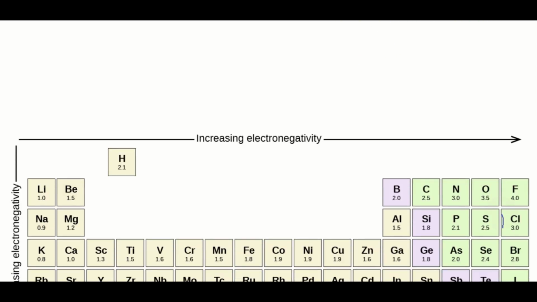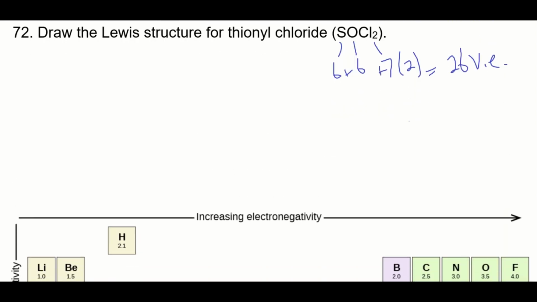Sulfur is the least electronegative of the 3, so we'll put sulfur in the center. And let's put oxygen on one side and chlorines on, let's just spread them out. The next step is to connect the terminal atoms to the central atom with a bonding pair. Each bonding pair is 2 electrons in a shared covalent bond, so that's going to use up 6, and we're down to 20 valence electrons.